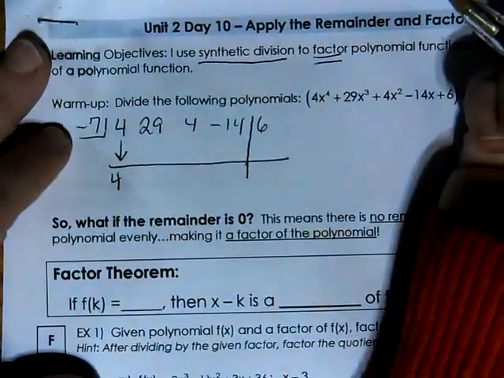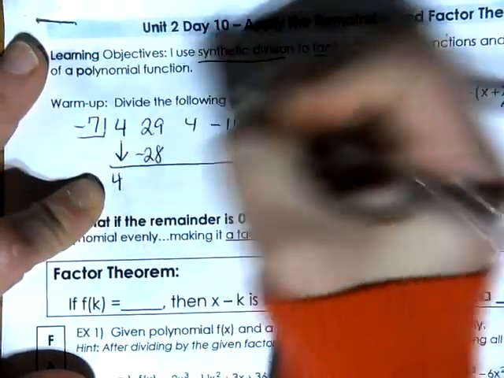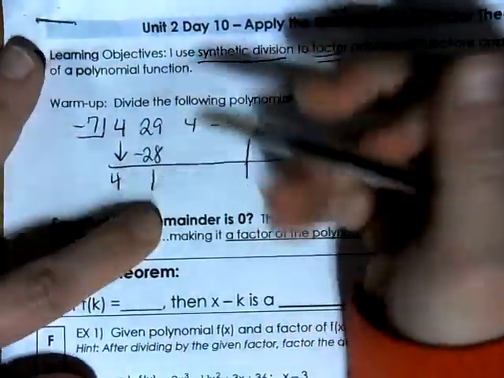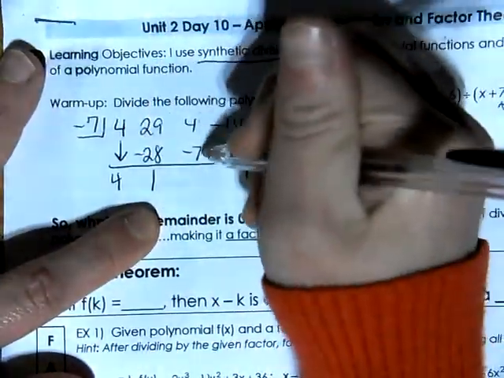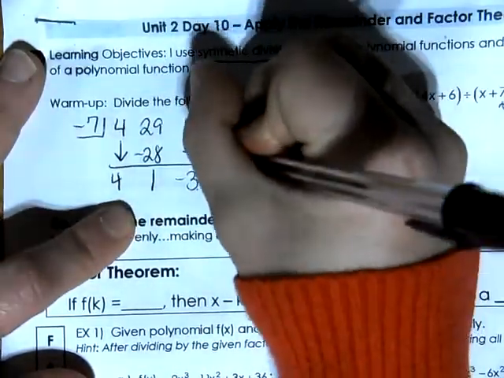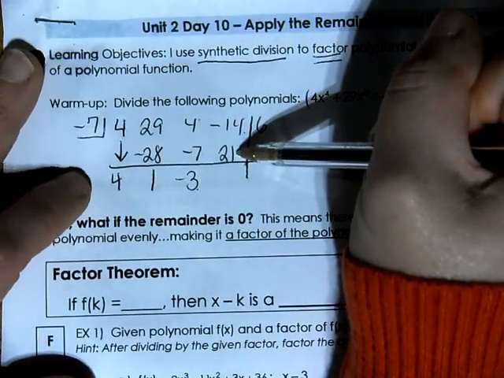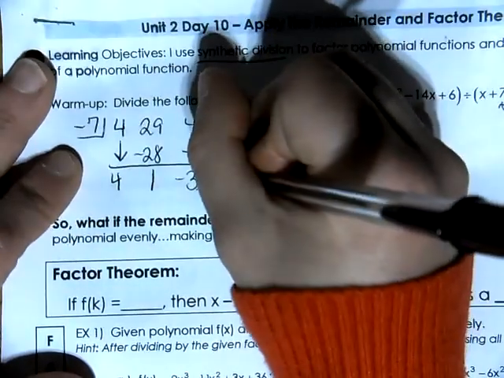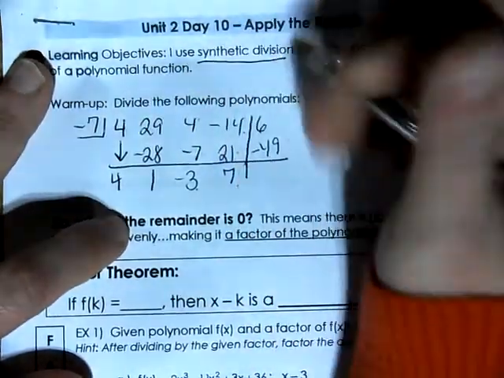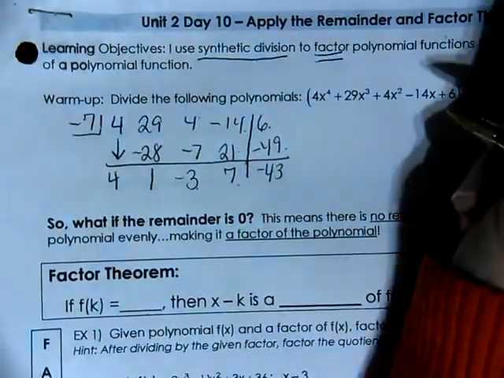And I ask myself, what is -7 times 4? That's -28. 29 minus 28 is 1. -7 times 1 is -7. 4 minus 7 is -3. -7 times -3 is positive 21. -14 plus 21 is equal to 7. -7 times 7 is -49. And 6 minus 49 is -43.